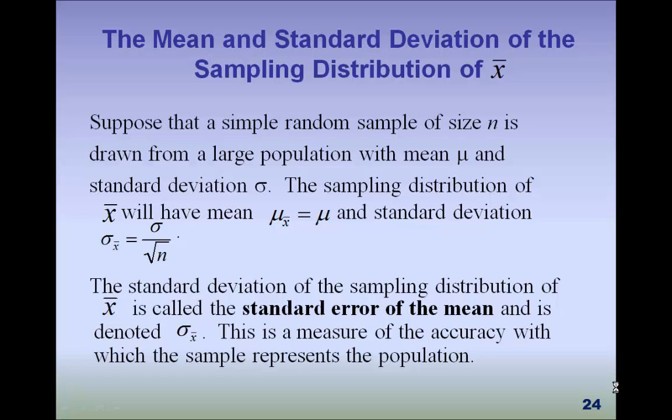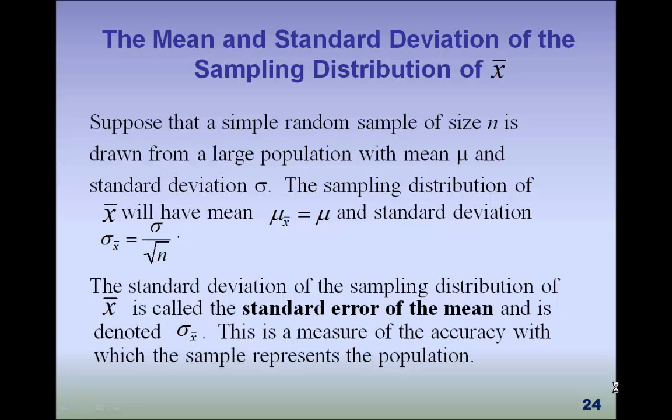Suppose that a simple random sample of size n is drawn from a large population with mean mu and standard deviation sigma. The sampling distribution of x bar will have a mean, which is represented by mu sub x bar, equal to the population mean, and a standard deviation with the symbol sigma sub x bar equal to the population standard deviation divided by the square root of the sample size. The standard deviation of the sampling distribution of x bar is called the standard error of the mean and is denoted with the sigma sub x bar. This is a measure of the accuracy with which the sample represents the population.